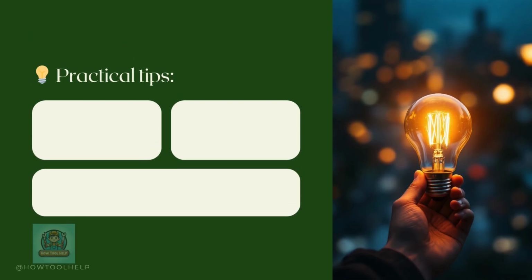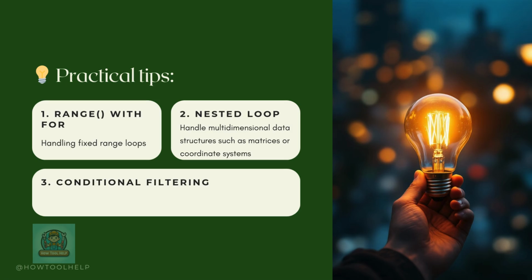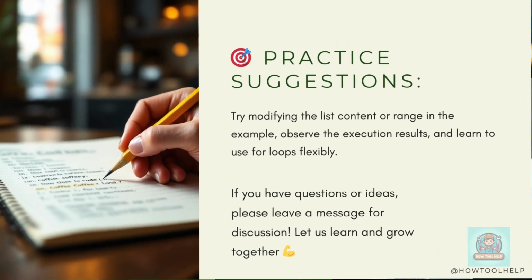Useful tips. Use the range function with for loops to handle fixed range iterations. Nested loops are suitable for handling multi-dimensional data structures like matrices or coordinate systems. Conditional filtering combined with if statements allows precise control of output.